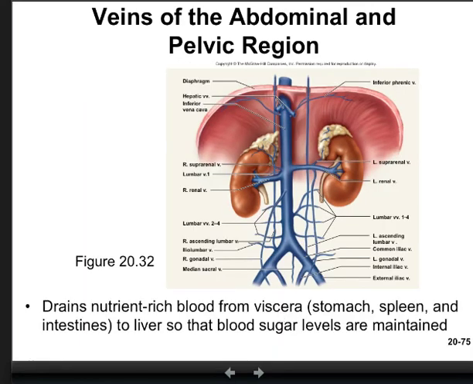The veins of the abdominal pelvic region drain nutrient-rich blood from the viscera, these being the stomach, the spleen, and the intestines, and then to the liver so that blood sugar levels are maintained. And the idea here is that the liver acts essentially as the body's kitchen. It takes the goodies that come from the GI and decides whether it's going to store them for future use as fat or glycogen, or mobilize the fat or glycogen stores and put them into the blood so that we can supply nutrients to the body's tissues, all depending on the body's metabolic needs at the time.